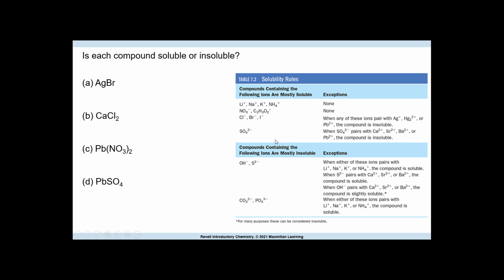Okay, so let's take a look at silver bromide. For silver bromide, we have halides here, and there is silver as an exception. So if it's an exception, it's going to be insoluble. Now we have calcium chloride. So let's look here. We don't have calcium here, so this is soluble. We have lead nitrate. I'm going to tell you right now, there are certain ones it's just easy to memorize because it saves you a headache.